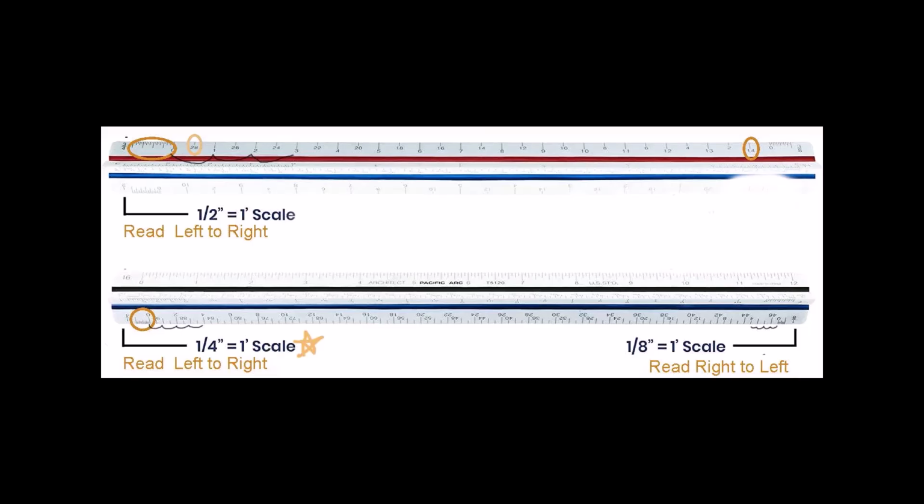There are 2 measurements on each side. So you're either reading from left to right for a 1/2 inch scale, like in this example, or you're reading right to left. The other thing is that those little tick marks before the 0 are your inches to get 1 foot and 3 inches or whatever.